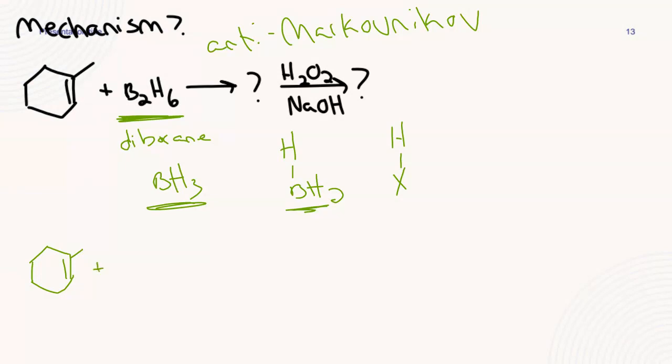So I have, this carbon here has fewer hydrogens than this one, which means it's more sterically hindered because I have this methyl group here. So my hydrogen is going to add to that one. Okay, and then my BH2 will add to this one because there's less in the way here. Does that make sense?